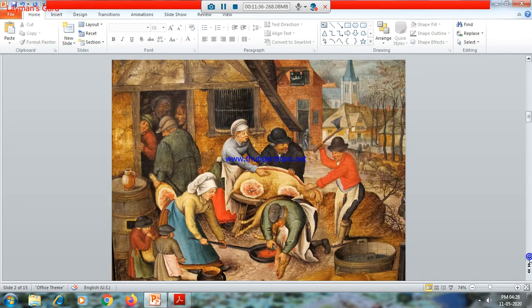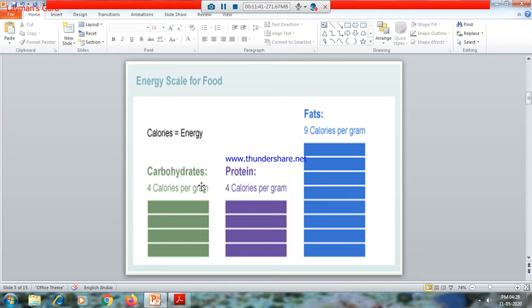So to make up that, you see, carbohydrate gives 4 calories per gram. Protein gives 4 calories per gram. Fat gives 9 calories per gram. So people in colder regions eat more fat and protein, a combination of more fat and protein, whereas people in warmer regions eat more carbohydrate with protein. So this is the combination of their meal.